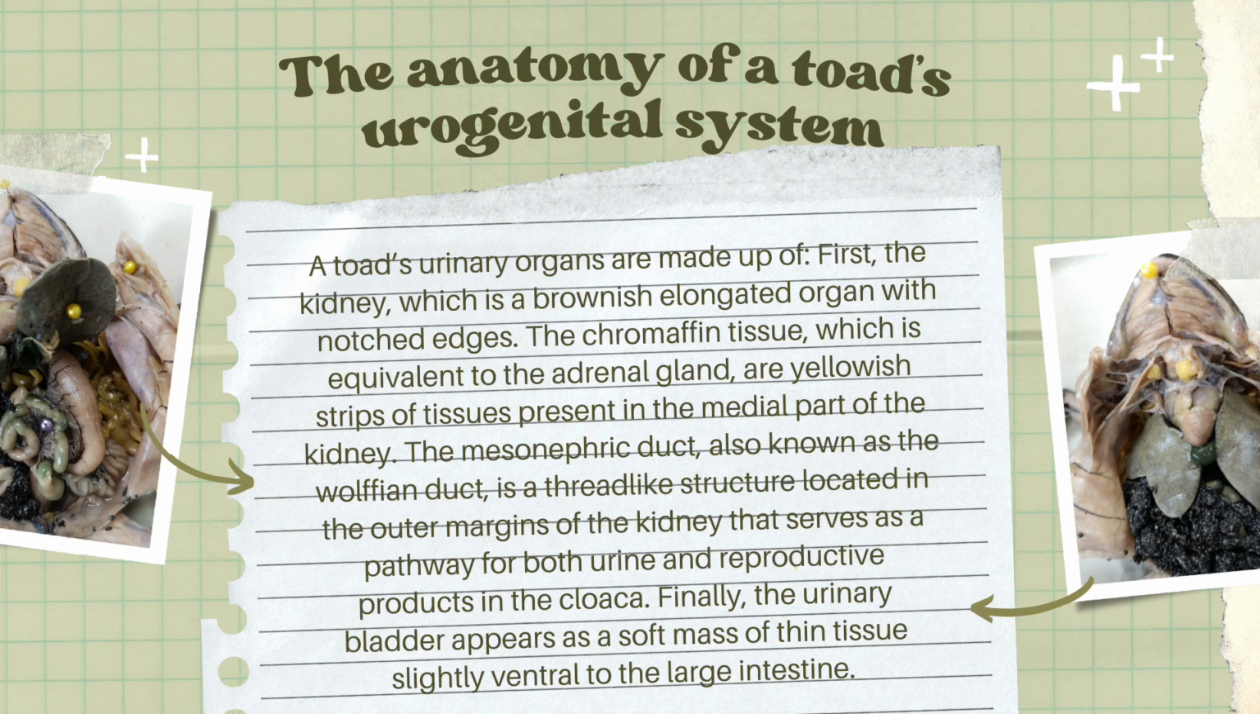of the kidney. The mesonephric duct, also known as the Wolffian duct, is a thread-like structure located in the outer margins of the kidney that serves as a pathway for both urine and reproductive products to the cloaca. Finally, the urinary bladder appears as a soft mass of thin tissue slightly ventral to the large intestine.